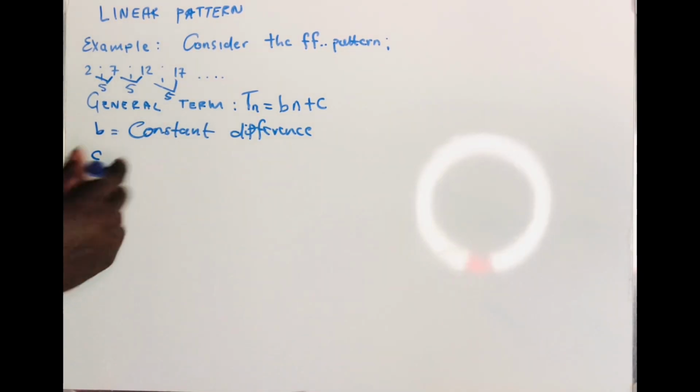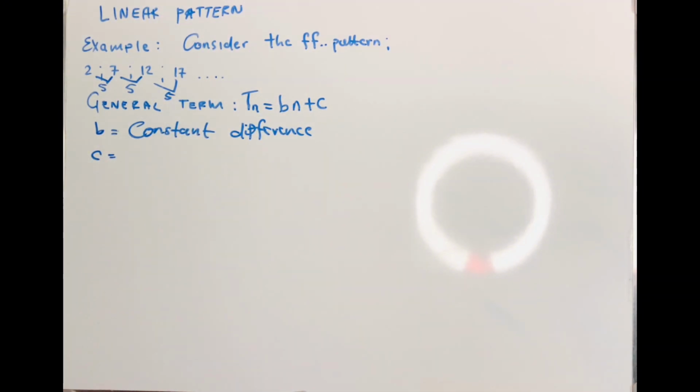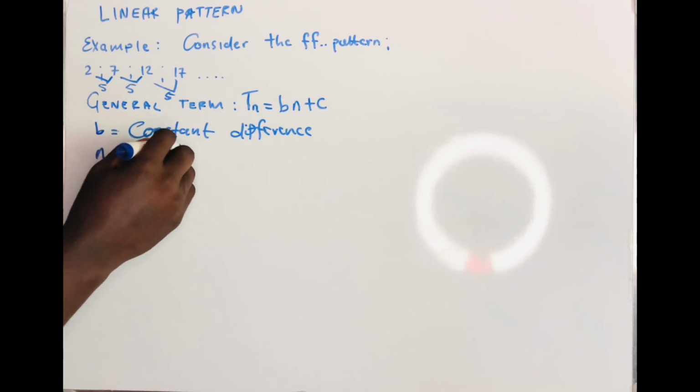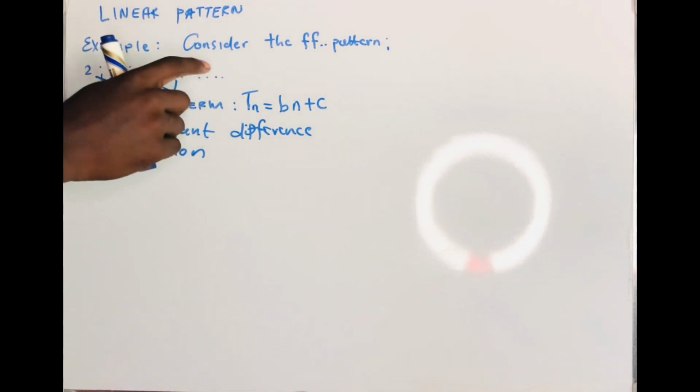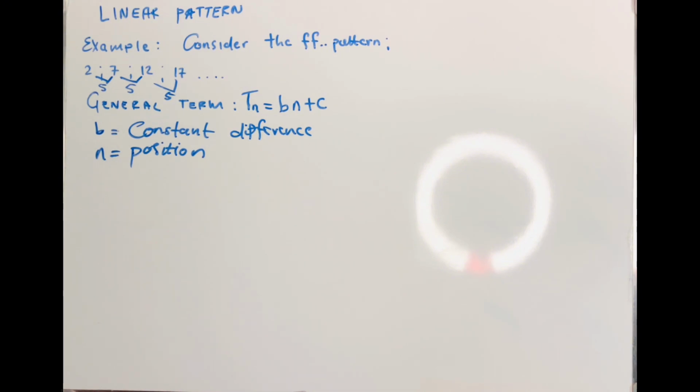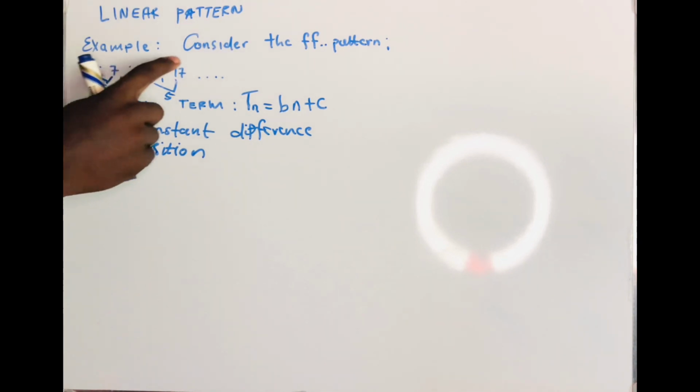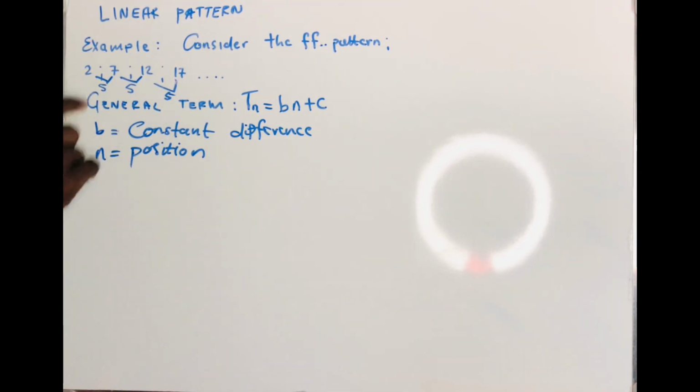And then we have the value of C. The value of N is the position. Is it possession or position? Whatsoever, but we understand that it's where the particular number lies. 17 is in position what? Position 4. 1, 2, 3, 4. 2 is in the first position. 7 is in the second position, and so on and so forth. So N represents the position of the term, and then B represents the constant difference.